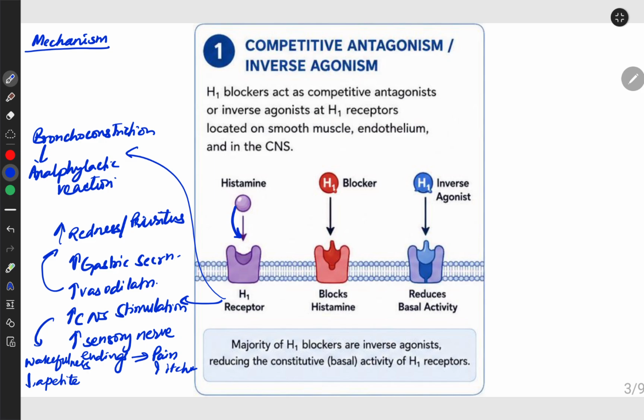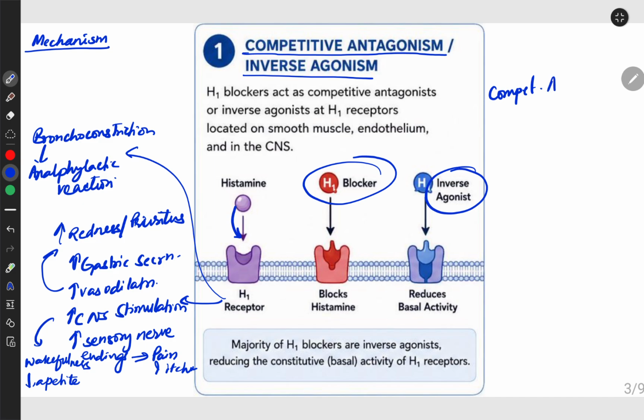H1 blockers, the drugs which belong to this class, generally are either competitive antagonists or they are inverse agonists. Important to note is that a majority of the drugs are inverse agonists, and a few drugs are competitive antagonists. What is the difference between competitive antagonism and inverse agonism? Competitive antagonists compete with the histamine for the receptor site, and the one with the higher quantity will prevail and will produce its effects.